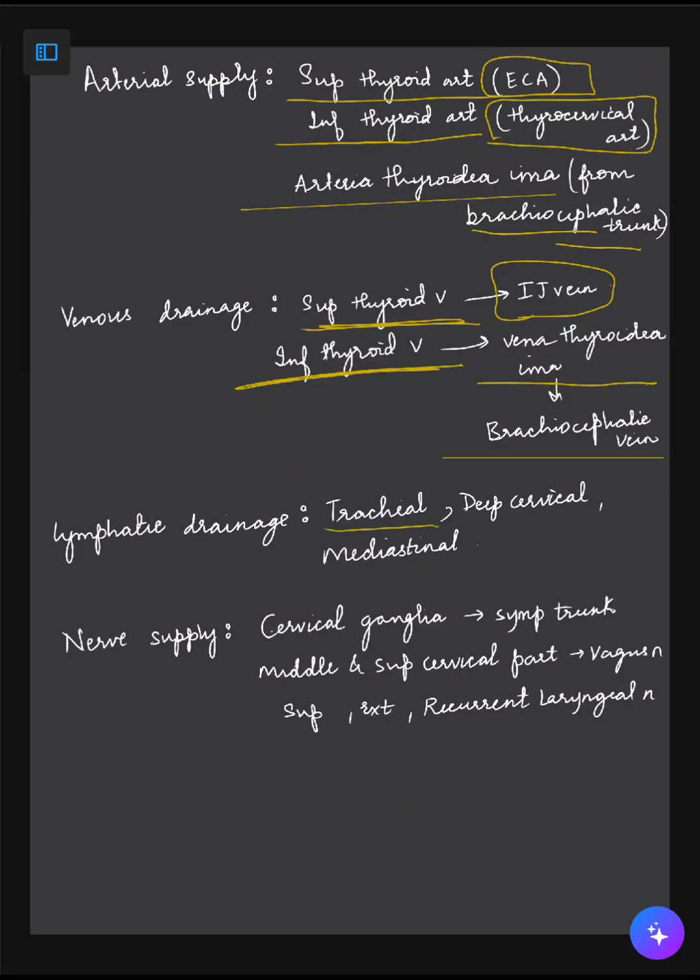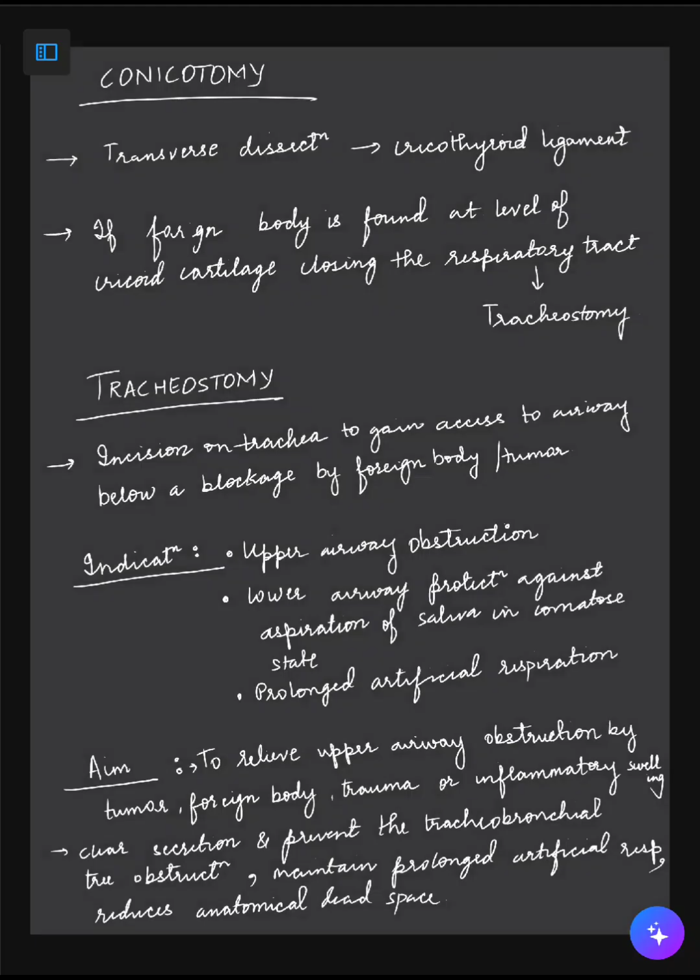Lymphatic drainage is tracheal, deep cervical, mediastinal. Nerve is cervical ganglia from sympathetic trunk, medial and superior cervical part of vagus nerve, superior external recurrent laryngeal nerve.